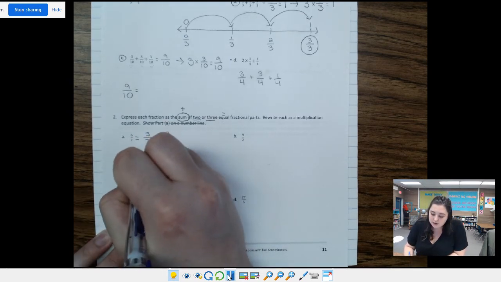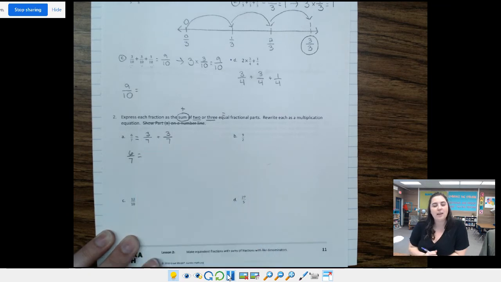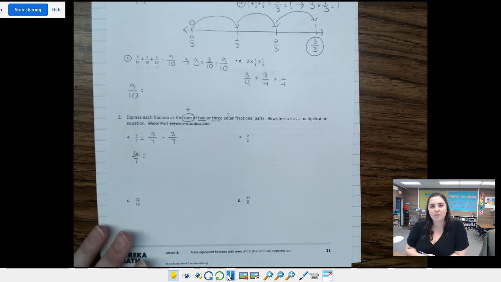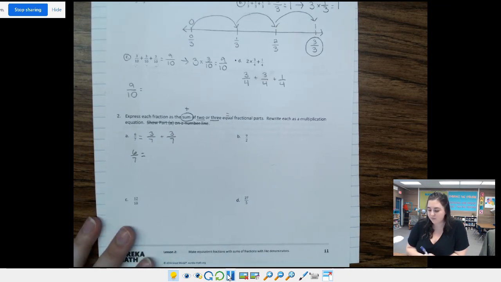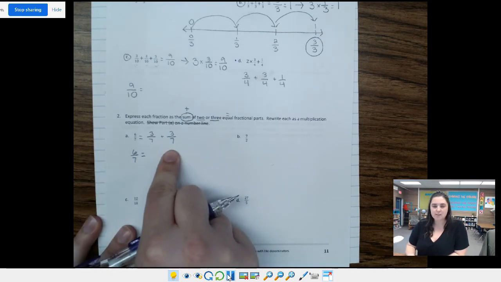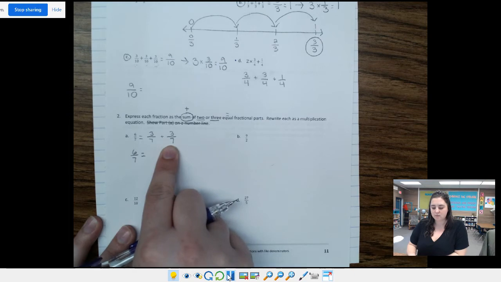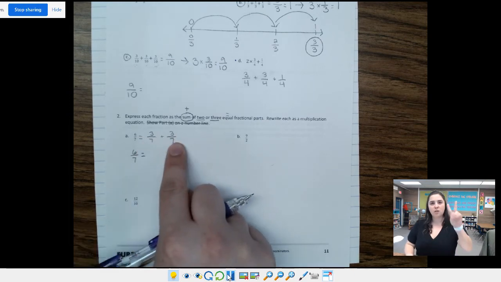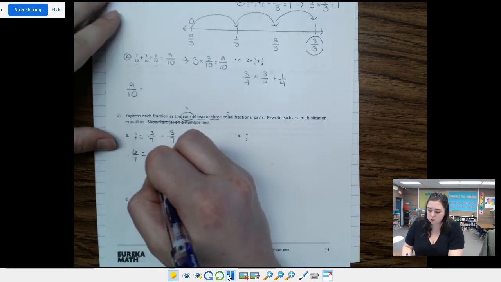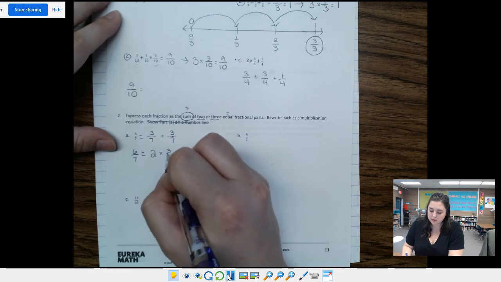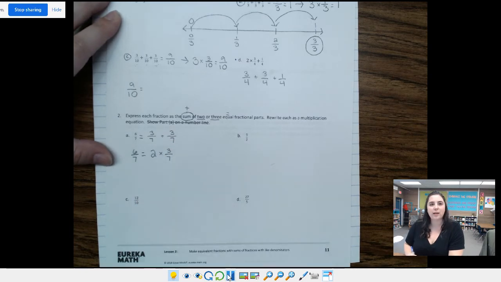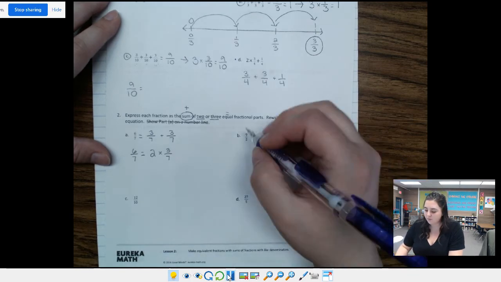How could you write this as a multiplication problem? What do you see being repeated? 3/7. How many 3/7 are there? How many parts? 1, 2. 2 times 3/7. Let's do it again over here.